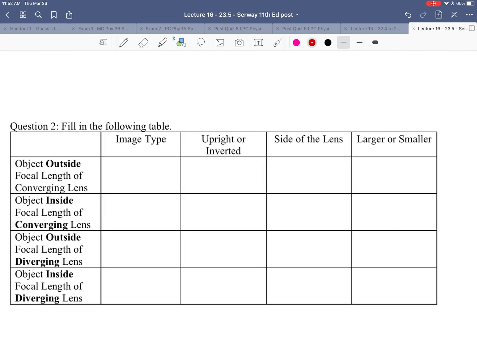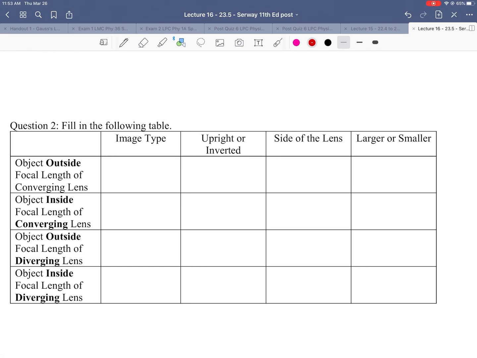All right, so I have one more example I want to show you. First a question, then one more example. So in this question, I thought it would be a good idea to just fill out this table and make sure that we understand all the information here about the sign conventions. So here I have a converging lens mentioned twice. Okay, and then I have a diverging lens as well.